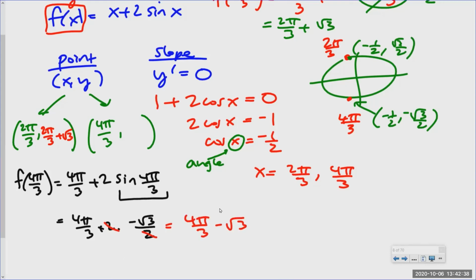And again, it's really messy, but there's no way we can simplify that. So we'll just copy it right here. That's 4 pi over 3 minus square root of 3, and that's your y value. You can put it in your calculator, but why? You're going to get an inexact answer. This is the exact answer. And that's how you do a horizontal tangent line.